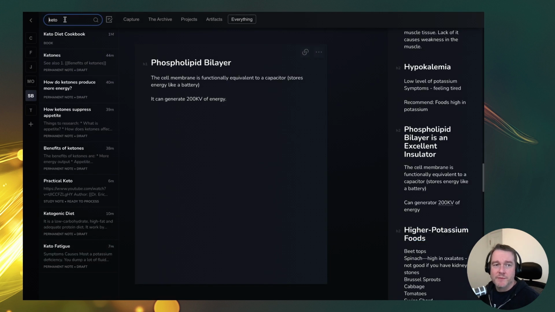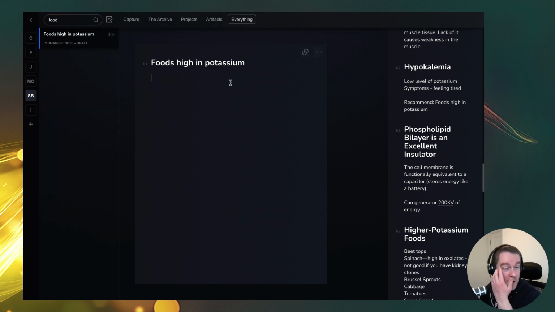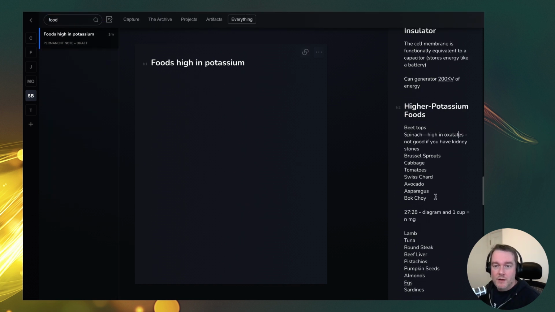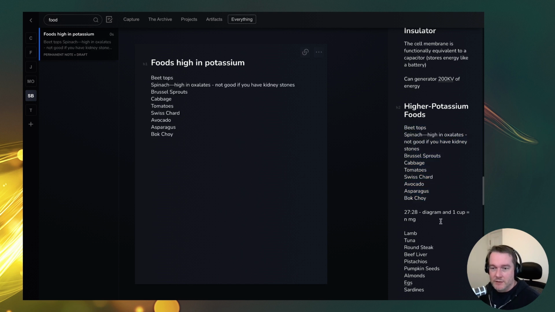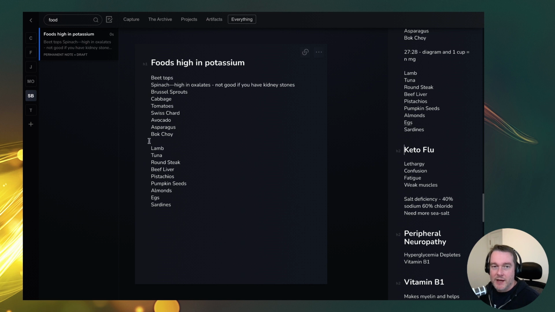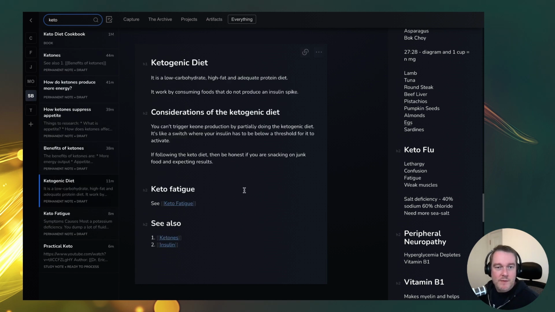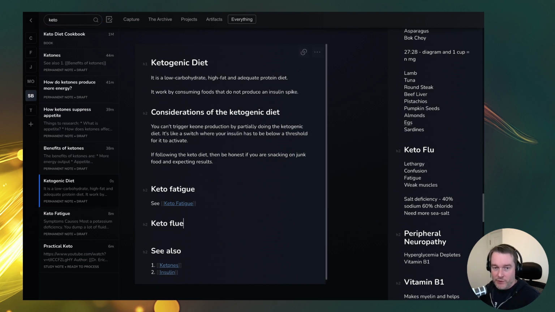So higher potassium foods. Foods high in potassium. Let's just paste that in, to be honest. I'm not going to go into too much detail there. Keto flu, let's go back to the ketogenic diet. So we've got keto fatigue, and then we've got keto flu.